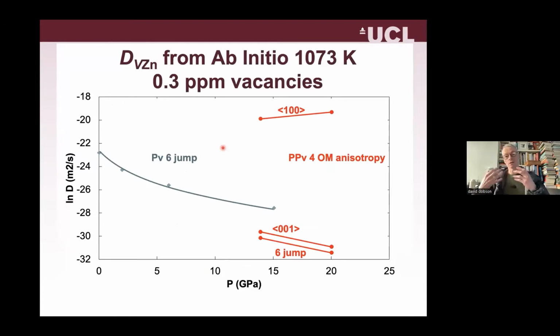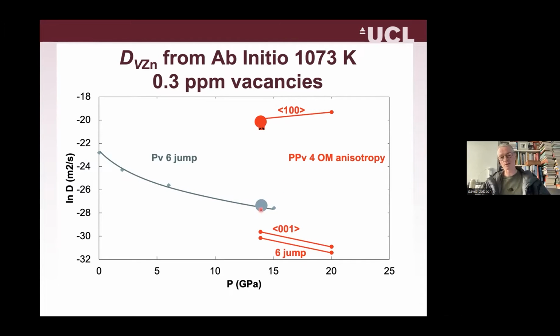We can do ab initio simulations on the system. So this is now ab initio diffusivity predicted, calculated for 1073 Kelvin, 0.3 ppm vacancies, which is the calculated intrinsic vacancy concentration. This is for the perovskite. This is for post-perovskite here. And you can see that the simulations for post-perovskite suggest it's strongly anisotropic. If you take an isotropic average, the isotropic average will be there.